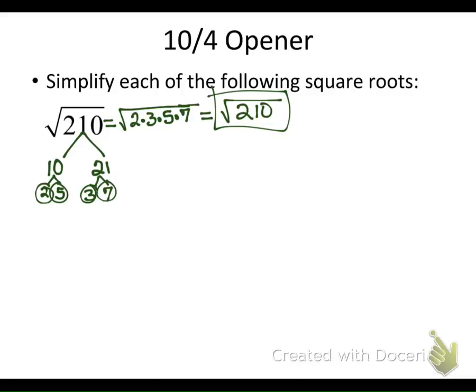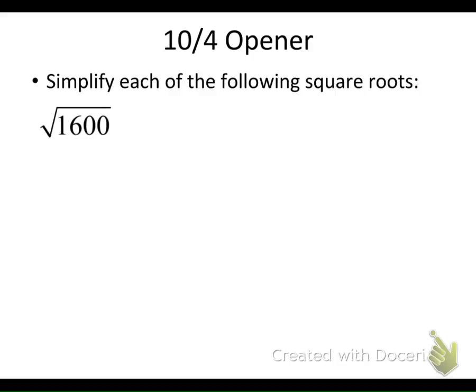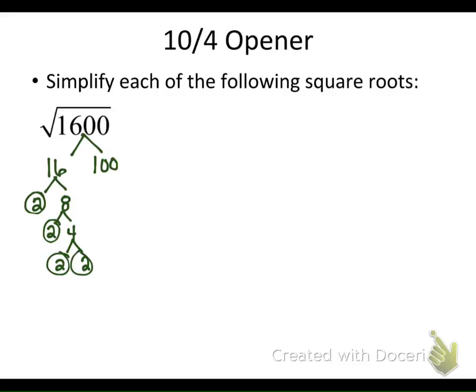All right. And let's take a look at our last one here. So we have the square root of 1600. 16 and 100. So we're going to take 16 times 100. What times what equals 16? 8 and 2. 2 is prime. And 4 and 2. And then for the 4 you put 2, 2. And for the 100 you put 10, 10. And then you put 2, 5. And 2, 5.